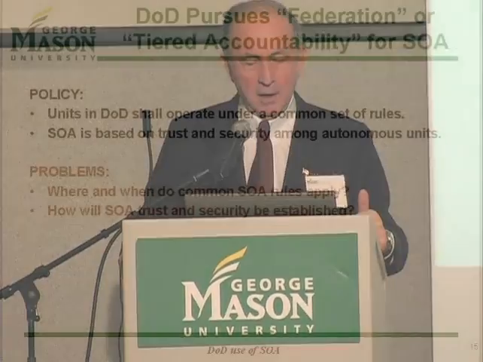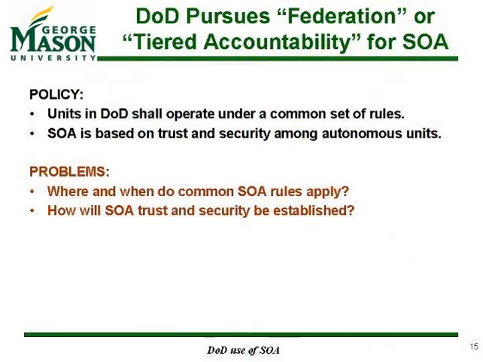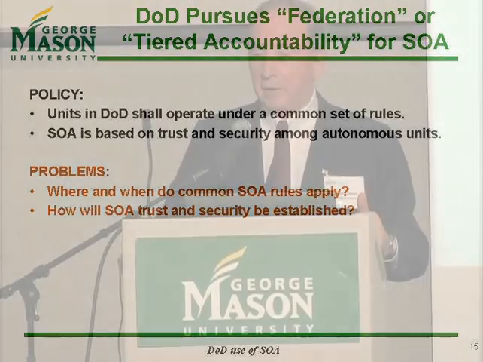And nobody will disagree with that, right? Second, SOA is based on trust and security among autonomous units. So if you have hundreds or thousands of autonomous units, they have to trust one another. So if I send a message in real time so that it goes into your computer and comes back so that I can give an answer in a quarter of a second, Google speed, I have to trust you, and you have to trust me.